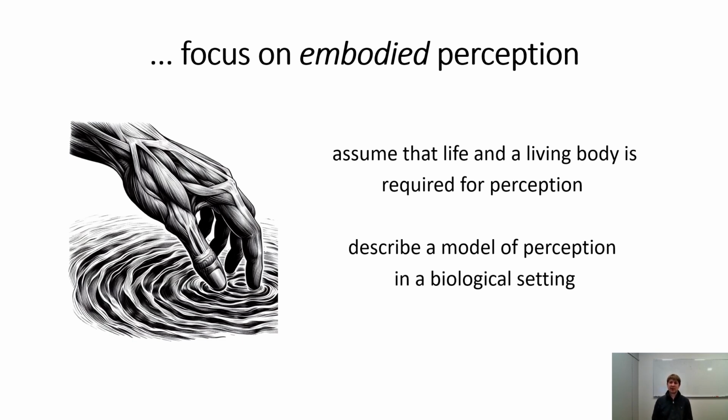So we'll look now at a model or a setting where we assume that there's a body required for perception, that there's no ethereal spirit somehow, and try to describe a model of a biological setting. That is not to say that any mind needs to be biologically implemented, but it needs to be implemented somehow. That much I'll go for.